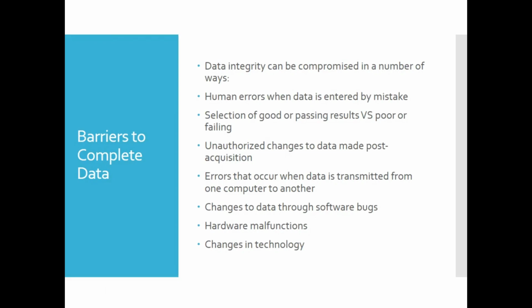Unauthorized changes to data made post-acquisition. Errors that occur when data is transmitted from one computer to another. Changes to data through software bugs or malfunctions of which the user is not aware. General hardware malfunctions might cause data integrity issues. Changes in technology where one item is replaced when it becomes obsolete or no longer supported, making old records unreadable or inaccessible.